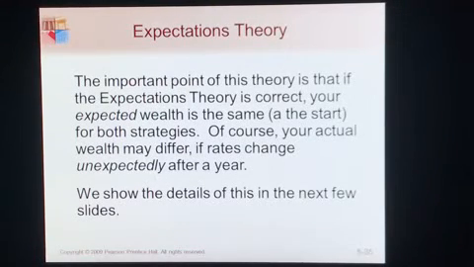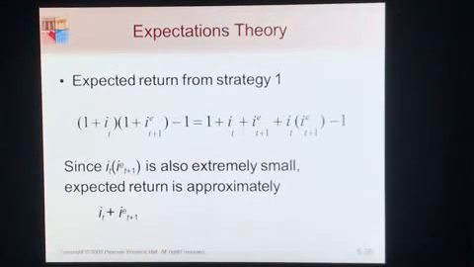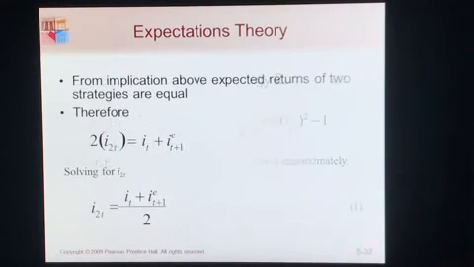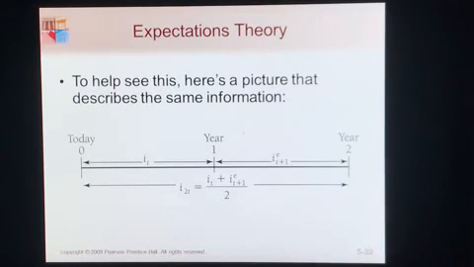The important point in this theory is that if the expectation theory is correct, your expected wealth is the same. Mathematically, we can solve the questions and make a comparison. We can calculate the expected return, which will be approximately equal to i_t plus i^e_t+1, next year's interest. This is strategy 2. This is how we calculate the average expected return.